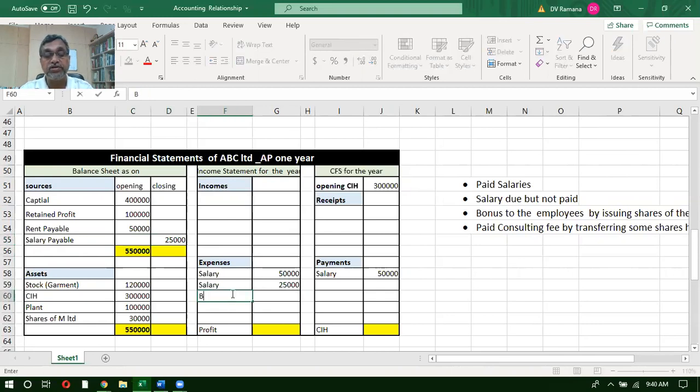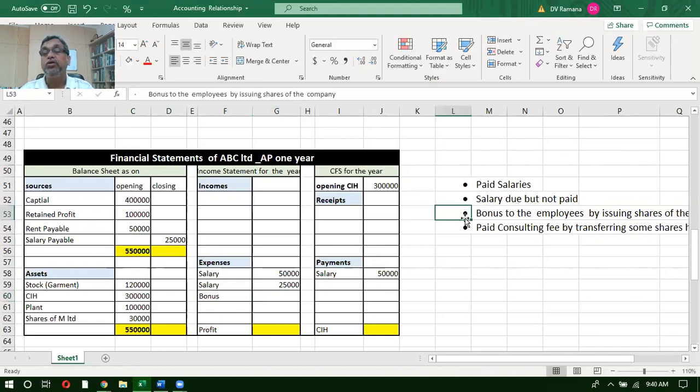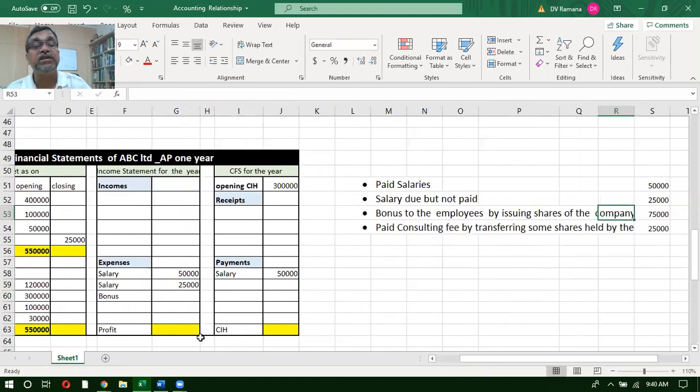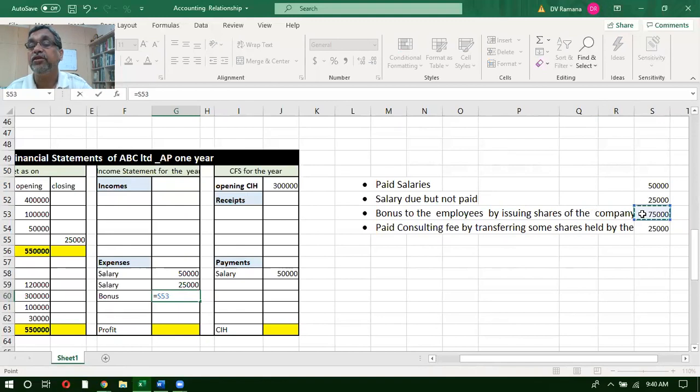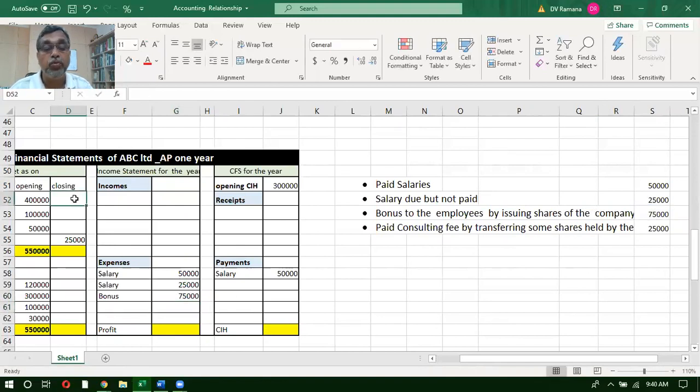Bonus to the employees. Bonus is an expense, but the company did not pay the cash, but said we are going to give you shares to that extent. So no liability, no cash outflow, but the capital will increase by 75,000.